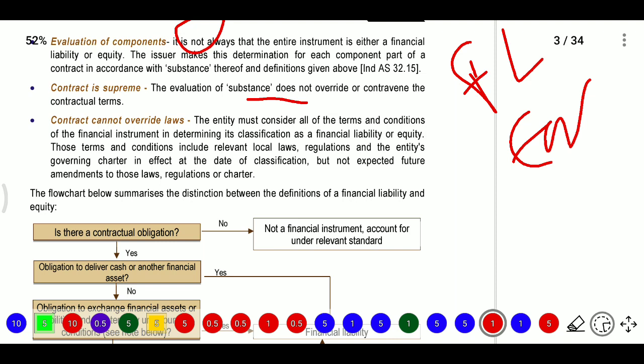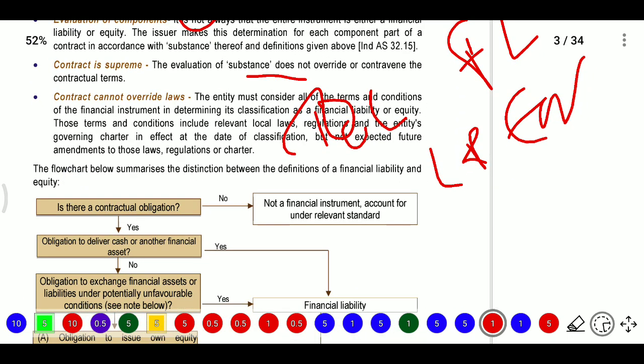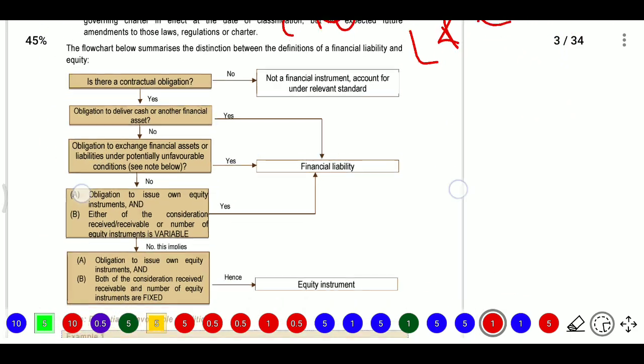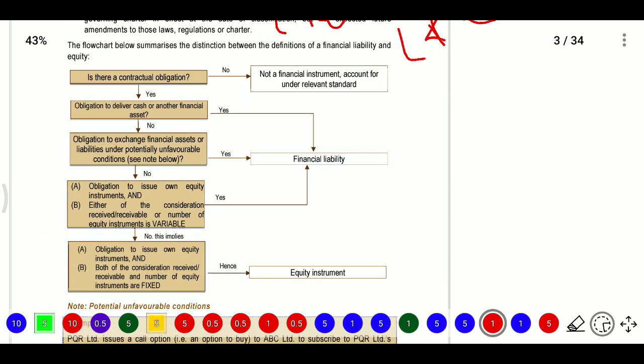So those terms and conditions, or laws and regulations, or the entity's governing charter, in effect at the date of classification, but not exceeding future amendments to those laws and regulations. Now we will summarize the definition of financial liability.